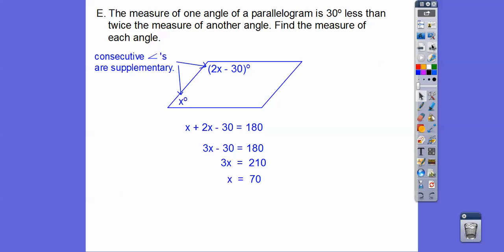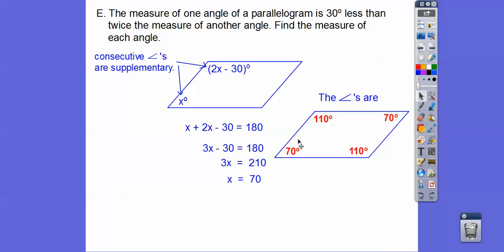So find the measure of each angle. So 70 and then 110, 70 and 110. Remember, supplementary, supplementary, supplementary right there.